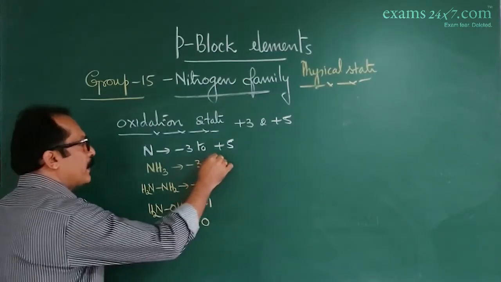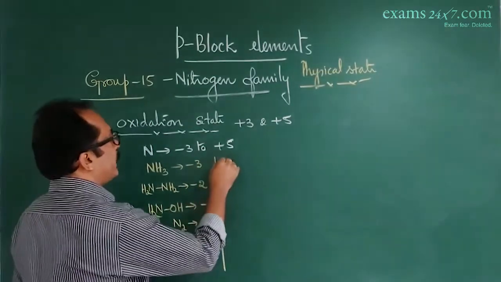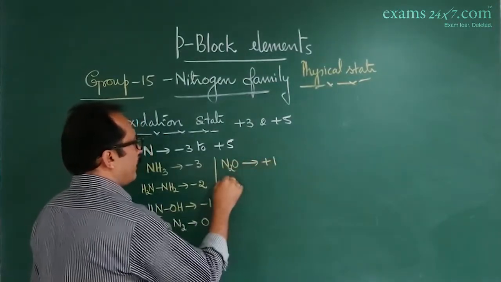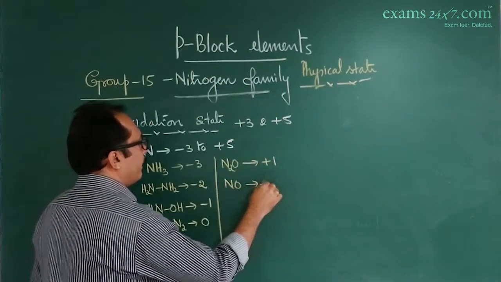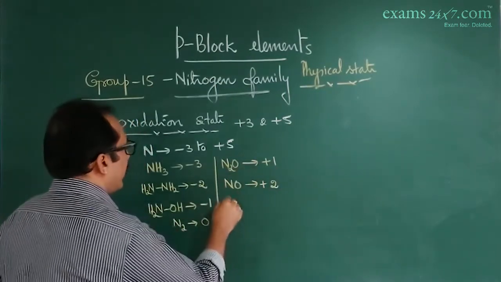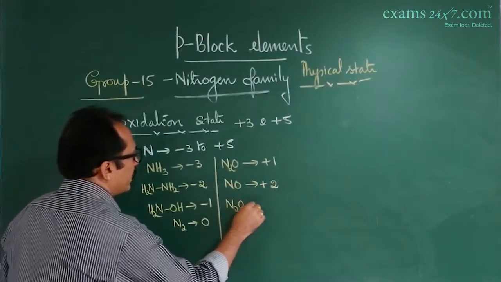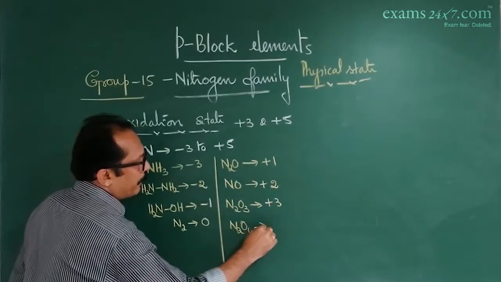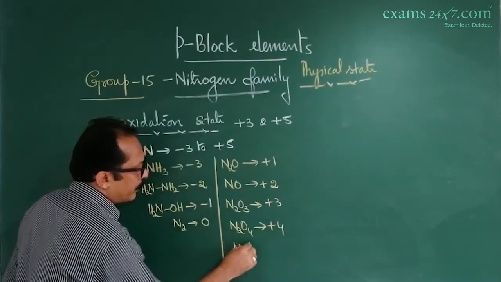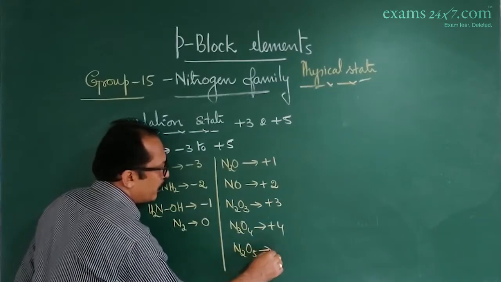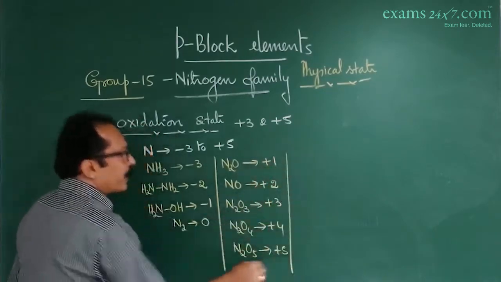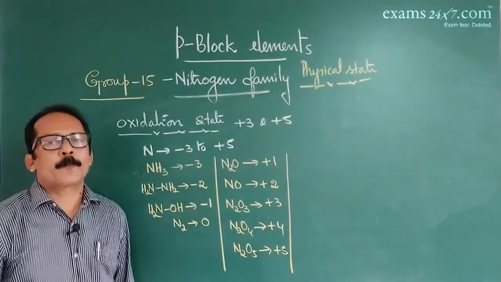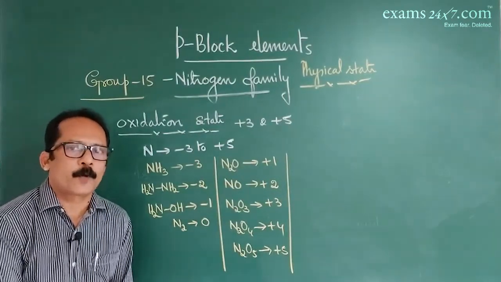Now, the +1 oxidation state: N2O, nitrous oxide, +1. Nitric oxide, +2. Then dinitrogen trioxide, +3. Dinitrogen tetroxide, +4. Dinitrogen pentoxide, N2O5, +5. This is about the oxidation states of nitrogen, and it is one of the anomalous properties of nitrogen.